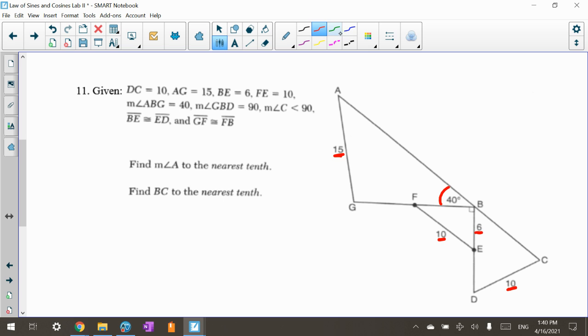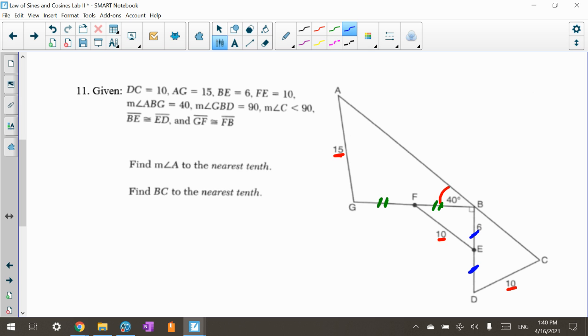Then they gave us some cool stuff. So I'm going to use blue for this. BE is congruent to ED. So when I do BE, that's this right here. That is congruent, so I'm going to do a little chicken mark to ED. That means these two pieces are the same measure. Then it says GF is congruent to FB, so this is congruent to this. All right, that's good to know. So let's write down anything we don't know. This marker is kind of big, so I'm going to make this blue again so I can see that 6.